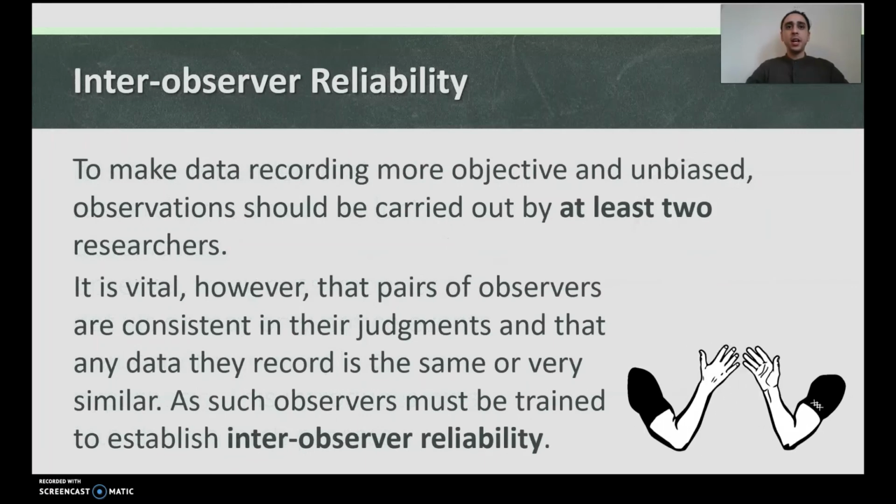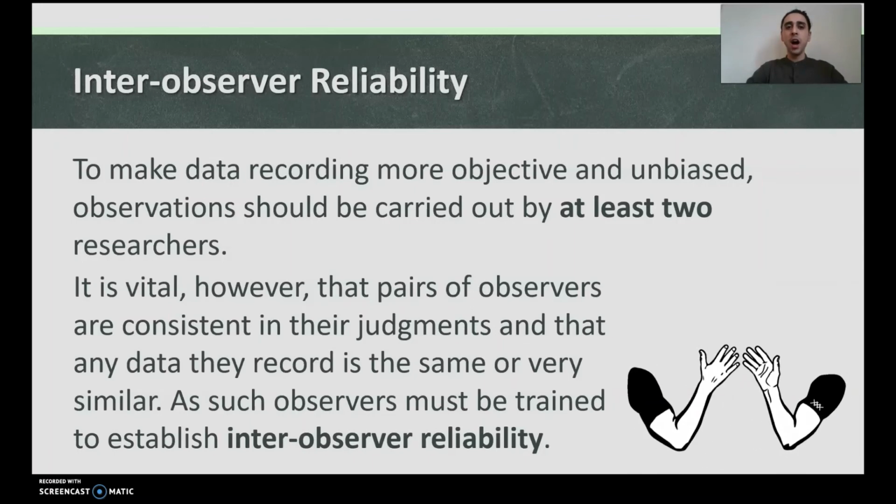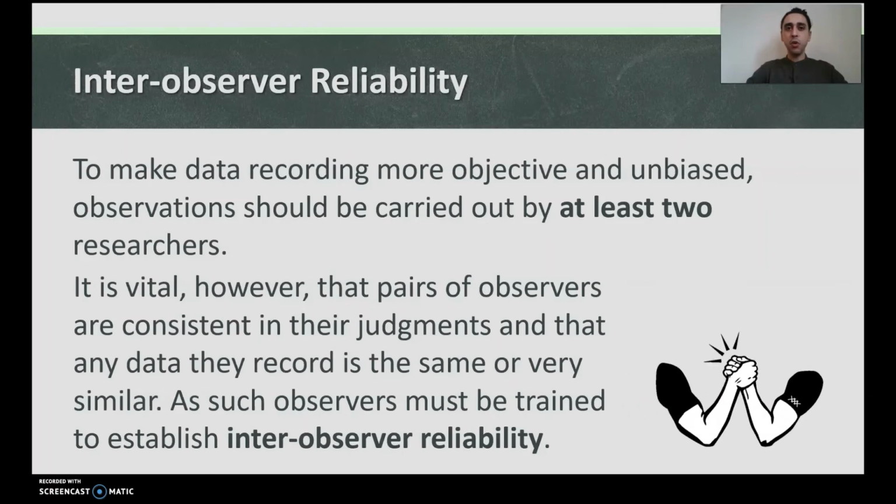To make data recording more objective and unbiased, observations should be carried out by at least 2 researchers. It is vital, however, that pairs of observers are consistent in their judgments and that any data they record is the same or very similar. As such, observers must be trained to establish inter-observer reliability.